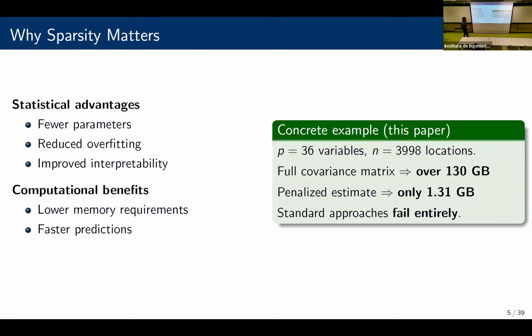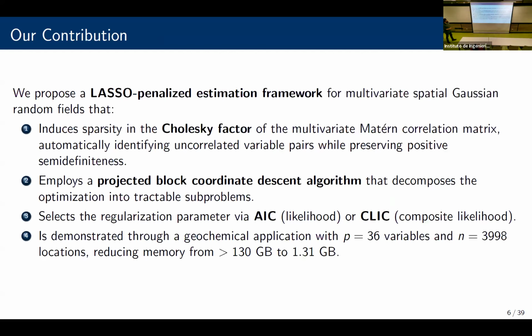So what we want to do now is introduce a penalty in order to take advantage of the sparsity. And this is where we can see a computational cost reduction, right? The idea of the proposal is to use some penalization in the objective function, so we propose a lasso penalty estimation. Basically, you just want to use sparsity. All these things will be clear when I introduce the model. We will use projected block coordinate descent, then we will see how we choose the penalty parameter, and finally we'll see how this impacts the geochemical application, right?